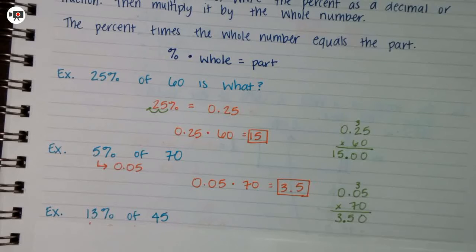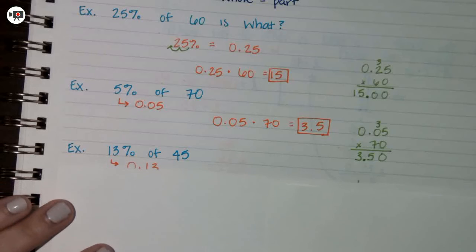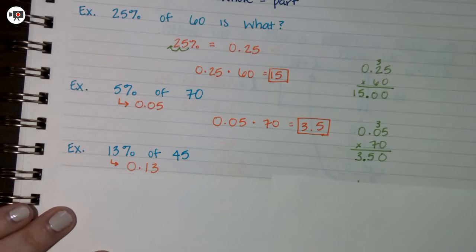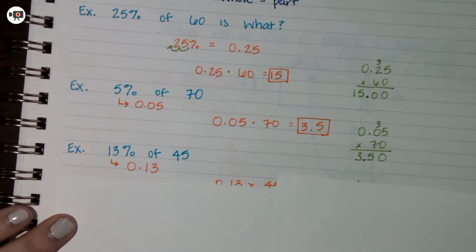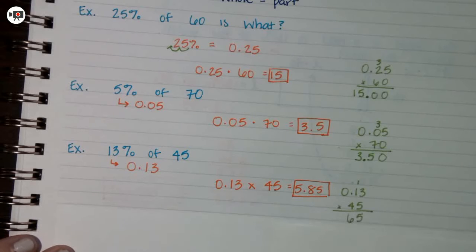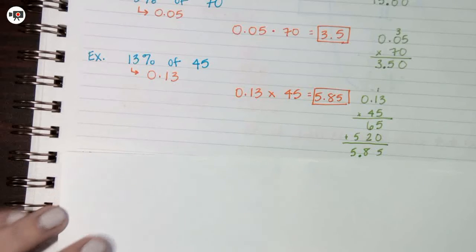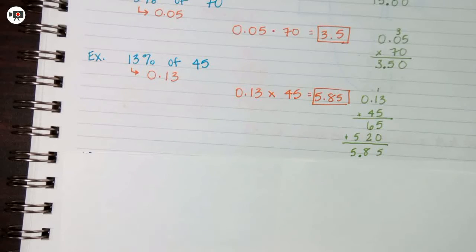If I want to do 13% of 45, 13% written as a decimal is 0.13. Then I have 0.13 times 45, and you can see that worked out, is 5.85. So that is if we are given a percent and a whole number, and we are finding out what is that percentage.